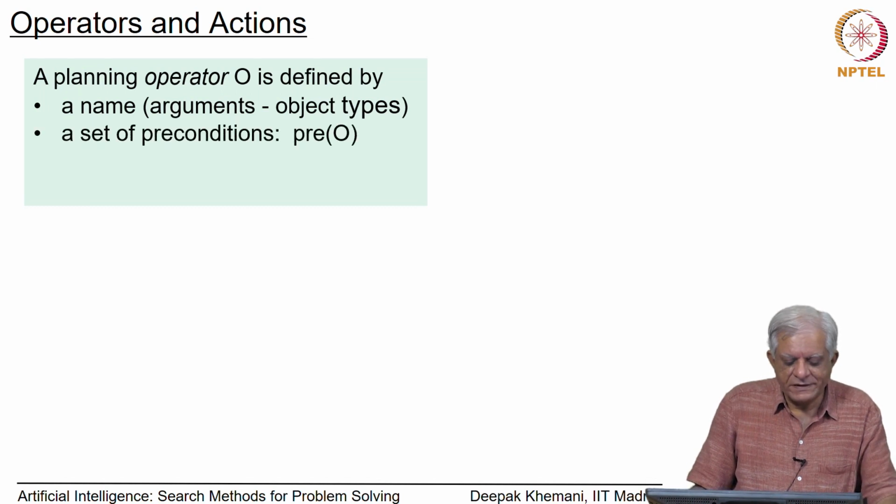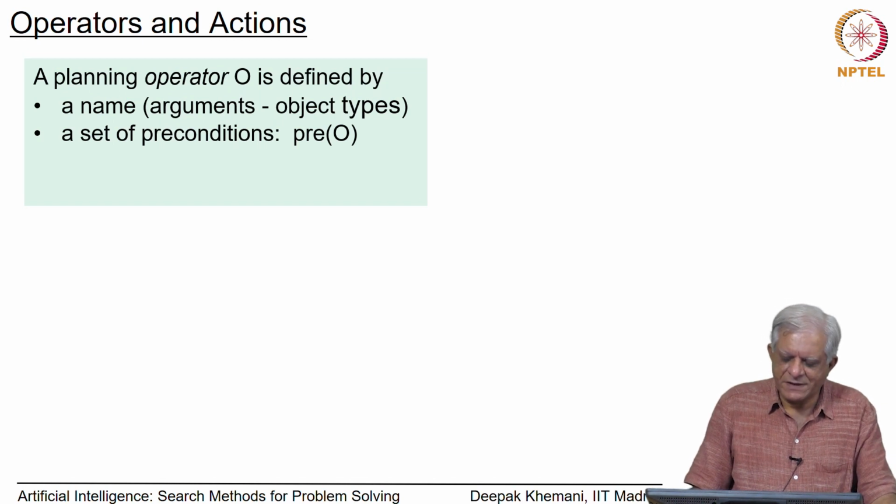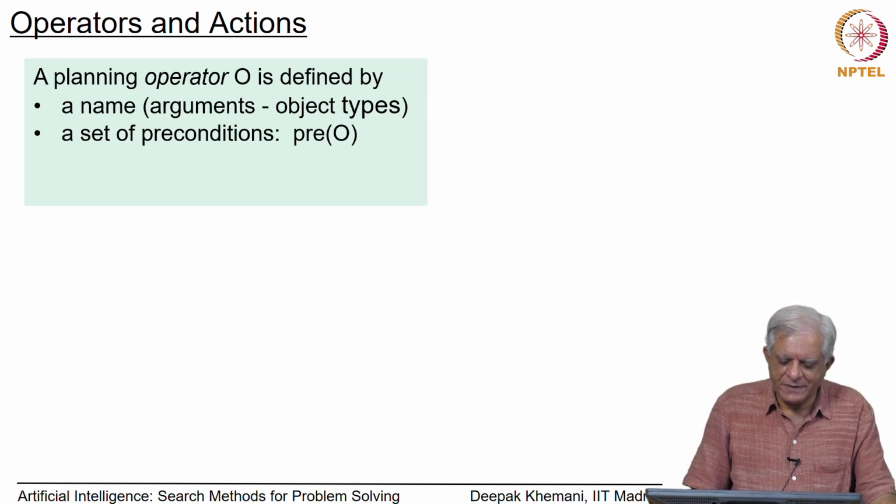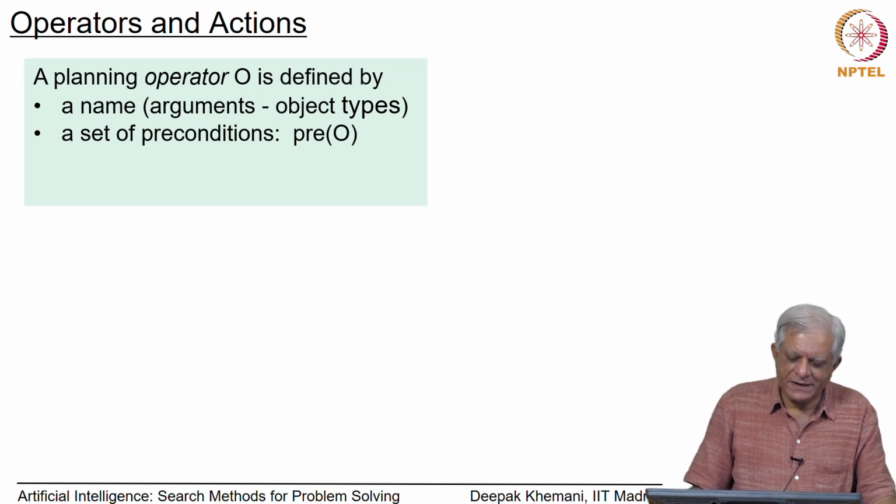Then an operator has to have a set of preconditions. These preconditions are descriptors in terms of the language that we have been defining, the predicates that we have chosen, and the implication of a precondition is that if the preconditions for the operator are true in a given state, then that operator will be applicable.